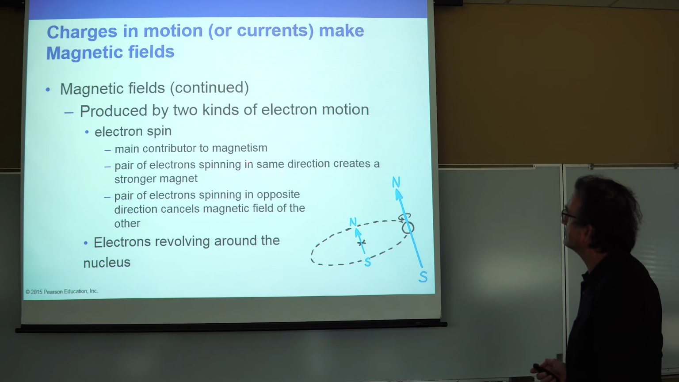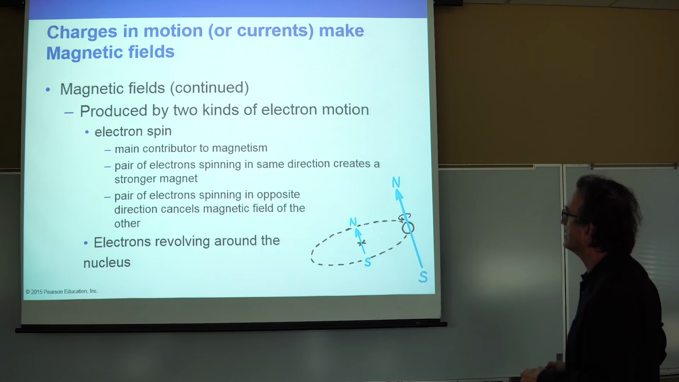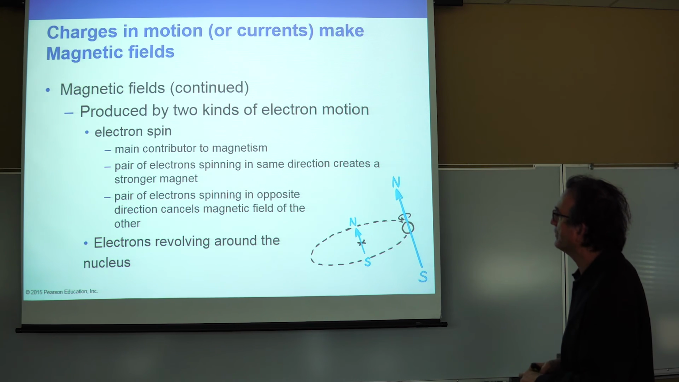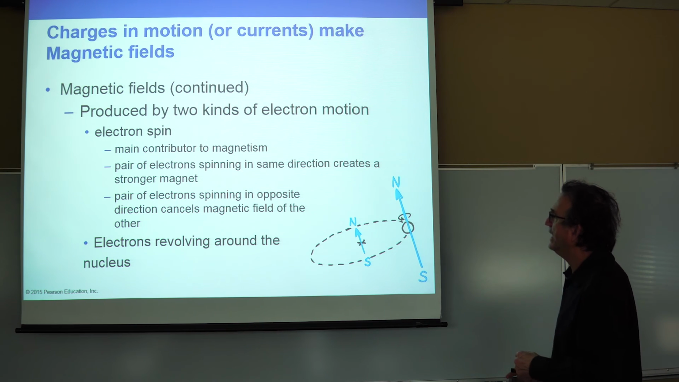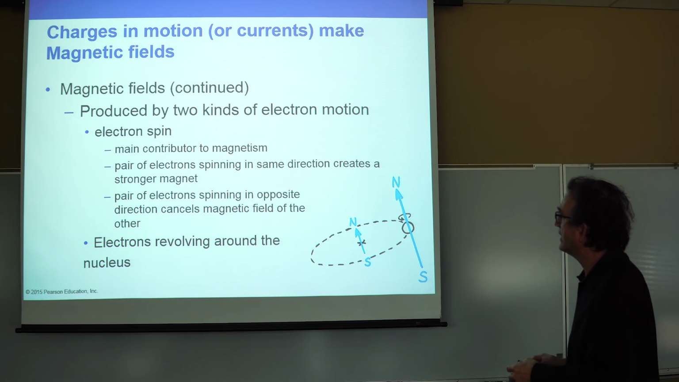If I have a pair of electrons spinning in the same direction, then that will create a stronger magnet. But if the pair of electrons are spinning in the opposite direction, then they will cancel each other and the magnetic field will be zero. So in magnetic materials, we have many more cases where the electrons are spinning in the same direction, and that's why we see the magnetic properties of iron.